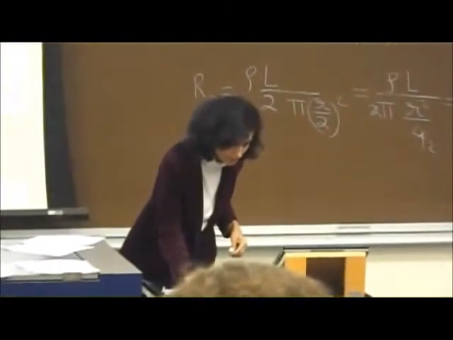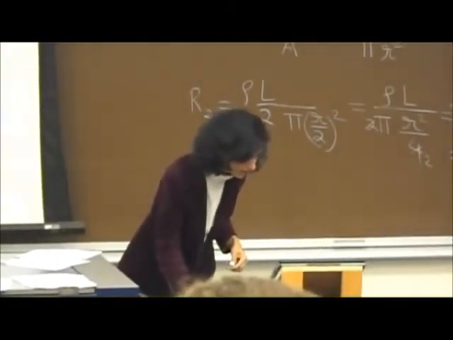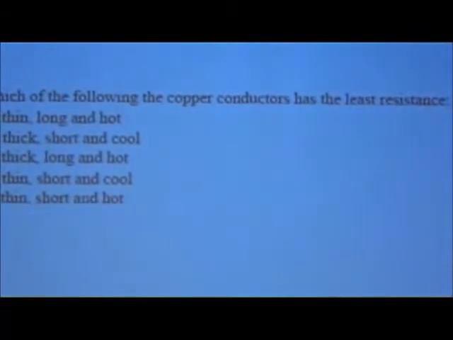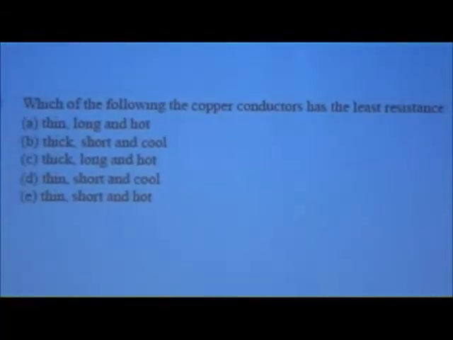Any questions about this? All right, let's move on. The third question is this. It says, which of the following copper conductors has the least resistance? And those are your choices. You have 1 minute to answer this. Please talk to a person next to you, and your time starts now.